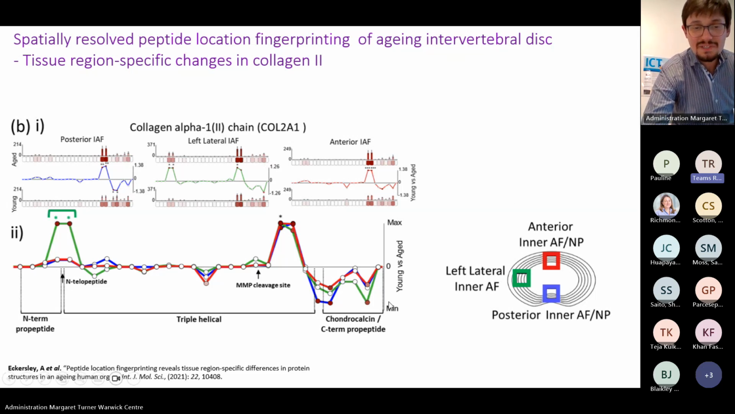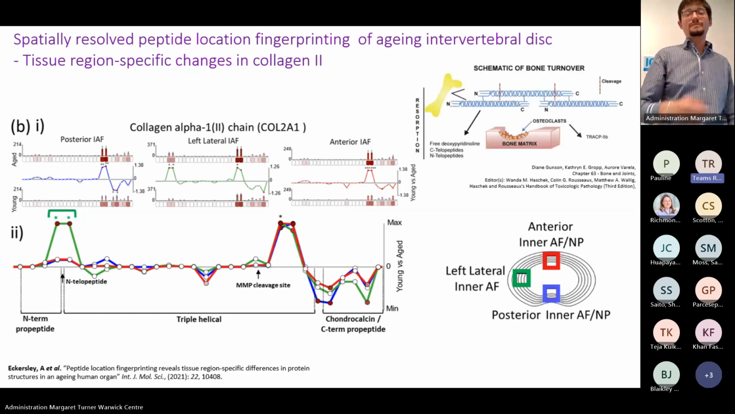But then, in addition to those two changes, here we can see a left lateral specific increase that's only found in this part of the IVD. And it just so happens that that region is right in the middle of a peptide-yielding region that is a very prominent biomarker of osteoarthritis and collagen II degeneration. So that change was tissue region specific in the IVD.